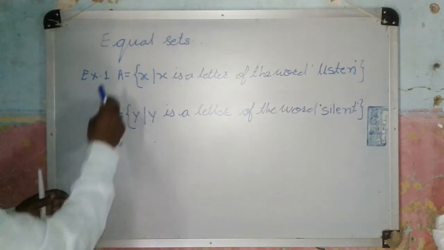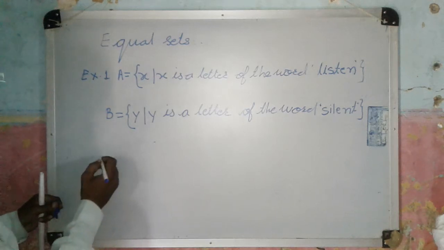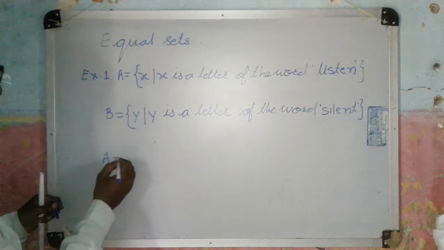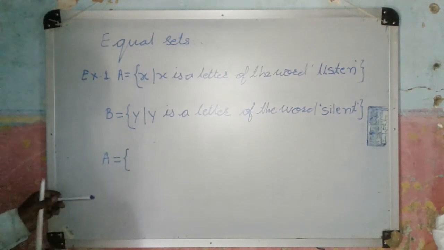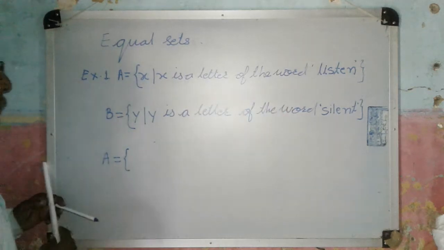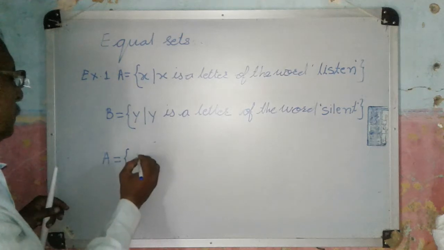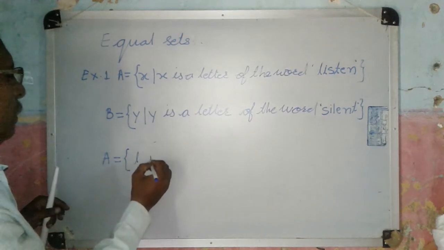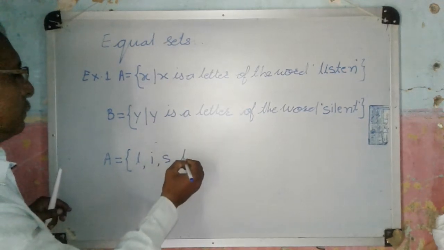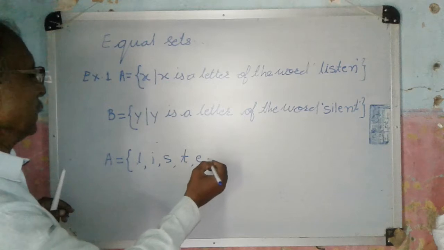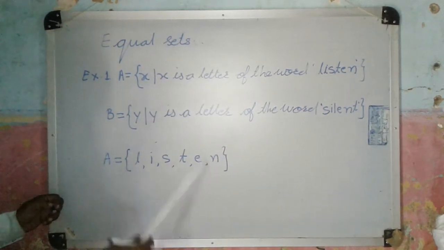Now we will write these two sets by the listing method. See here. Letters from the word listen. So that means the elements are L, I, S, T, E, N. These are the elements of set A.